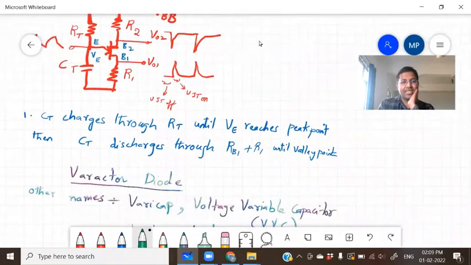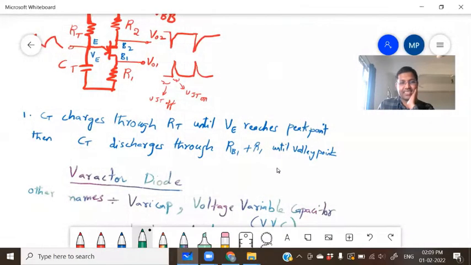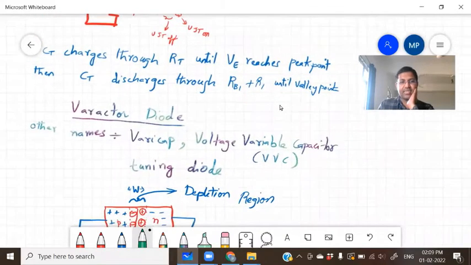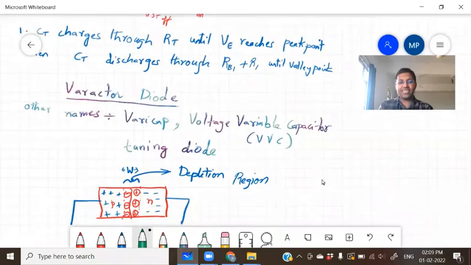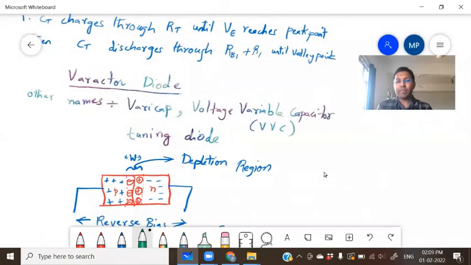Okay. So next topic that we discussed in the previous class, Varactor diode. Other names of that is vary cap, because you can vary the capacitance. Okay, also known as voltage variable capacitor, right? Also tuning diode. You can control the capacitance, you can tune the capacitance based on the applied voltage.